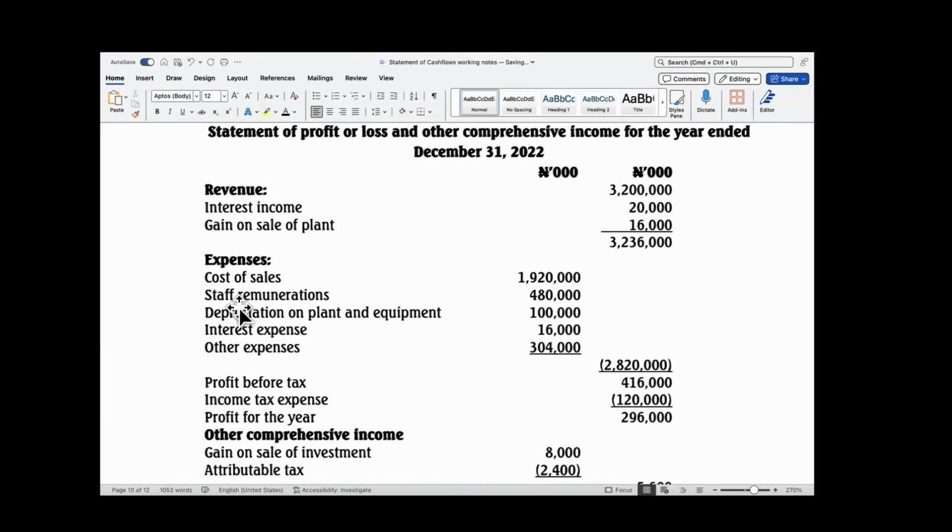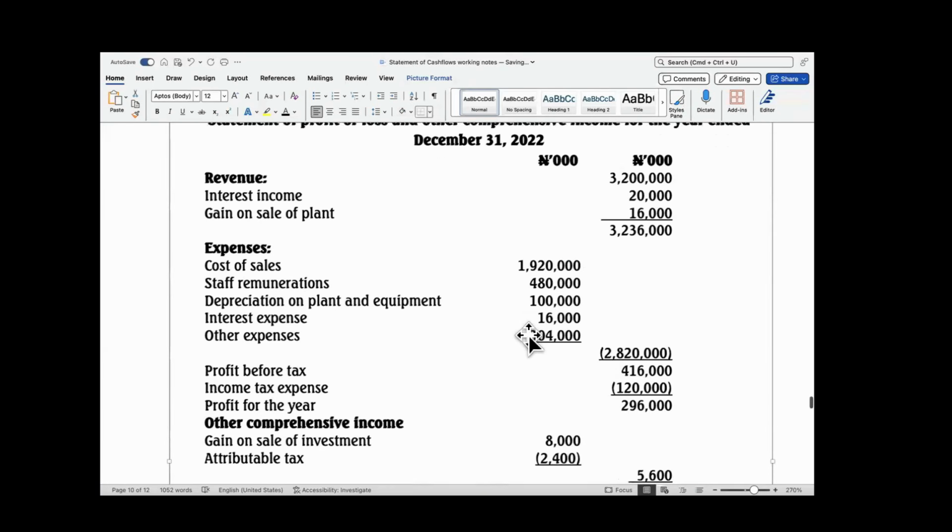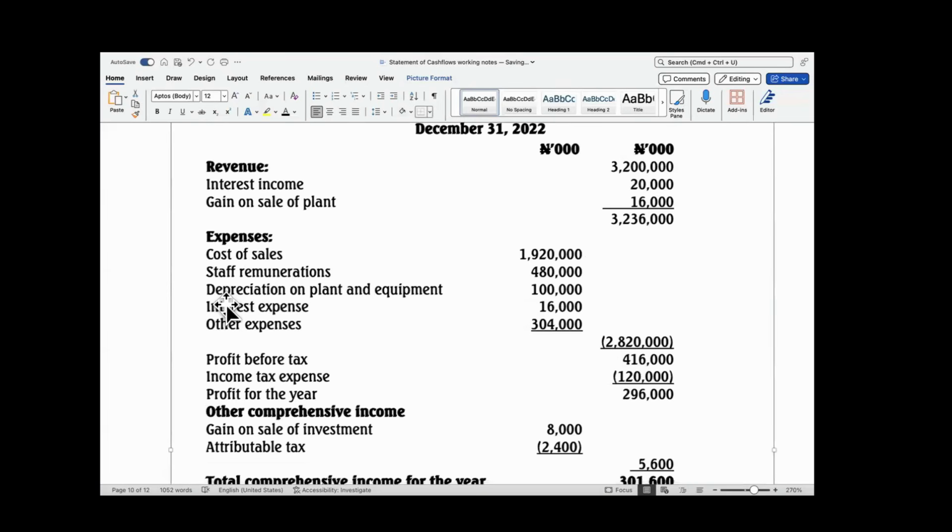The next item here is depreciation, and depreciation is a non-cash item, so I will omit it. Then the next item is interest expense. I would also leave it in here because I want to treat it under financing, so I would ensure it is well treated under financing.